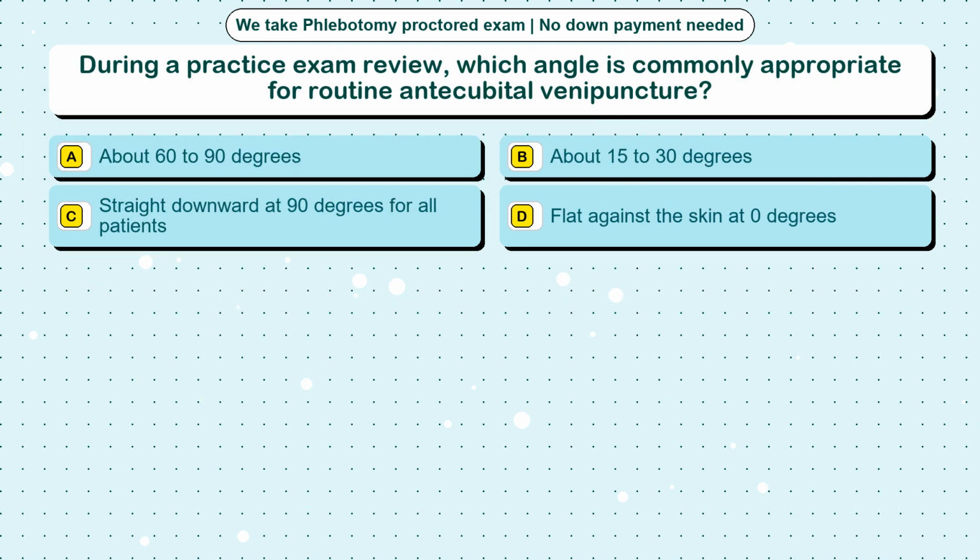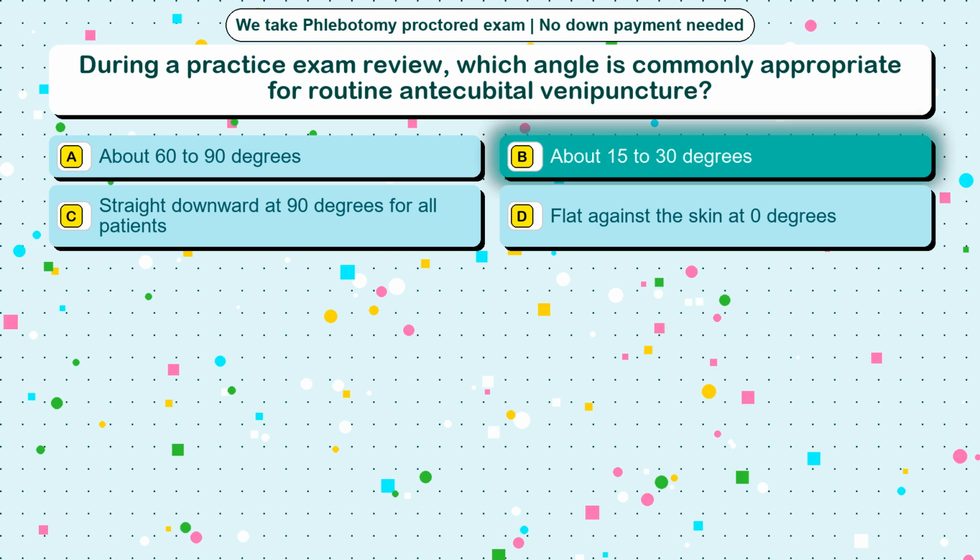Question 22. During a practice exam review, which angle is commonly appropriate for routine antecubital venipuncture? Option A. About 60 to 90 degrees. Option B. About 15 to 30 degrees. Option C. Straight downward at 90 degrees for all patients. Option D. Flat against the skin at 0 degrees. The correct answer is option B.